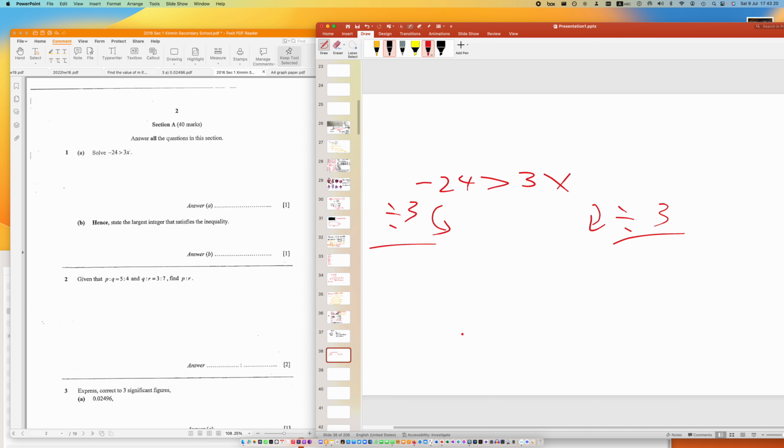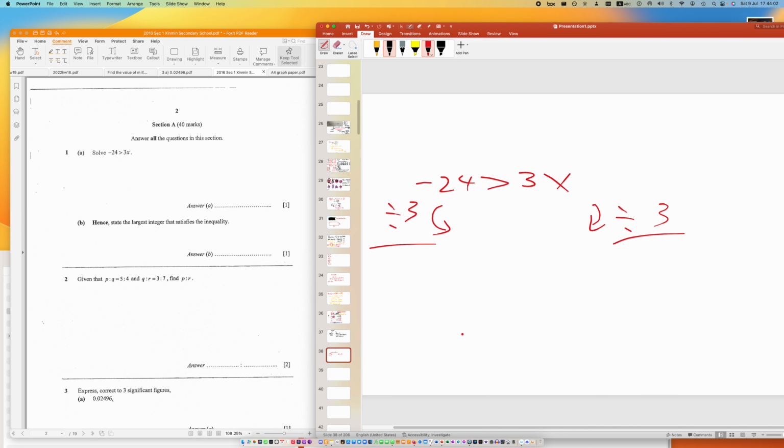Whenever you times or divide a negative number, on both sides, the inequality sign changes. Repeat this statement one more time. Whenever you see, not C, whenever you times or divide a negative number on both sides, the inequality sign changes. So what happened here?